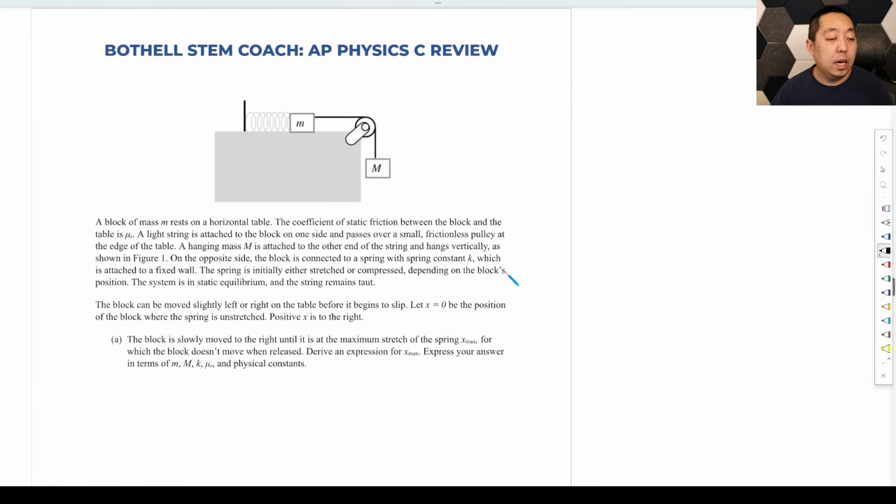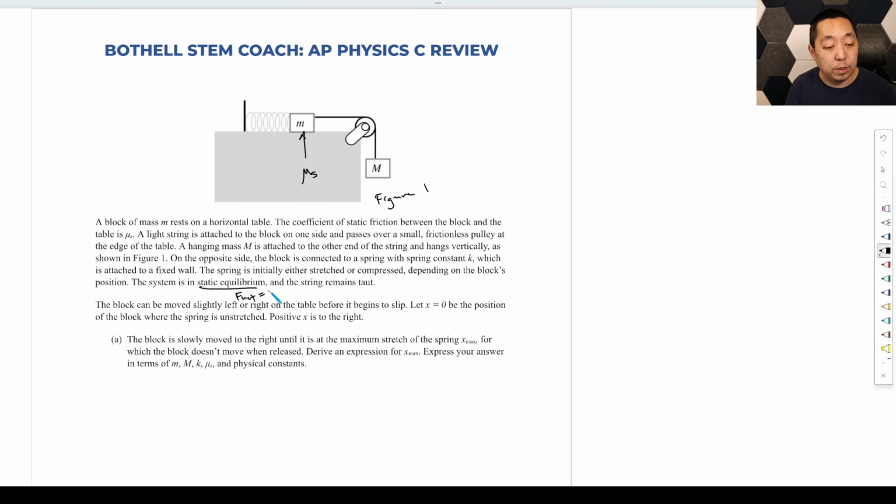Okay. Let's look at this problem. We have a block of mass m at rest, attached to a horizontal table. The coefficient of static friction between the block and the table is mu s. So we have mu s here. A light string is attached to the block on one side, passes over a small frictionless pulley at the edge of the table. A hanging mass, big M, is attached to the other end of the string and hangs vertically, as shown in this figure. This is figure 1. On the opposite side, the block is connected to a spring with spring constant K, which is attached to a fixed wall. The spring is initially either stretched or compressed, depending on the block's position. The system is in static equilibrium, and the string remains taut. So what's happening here is the net force is 0.